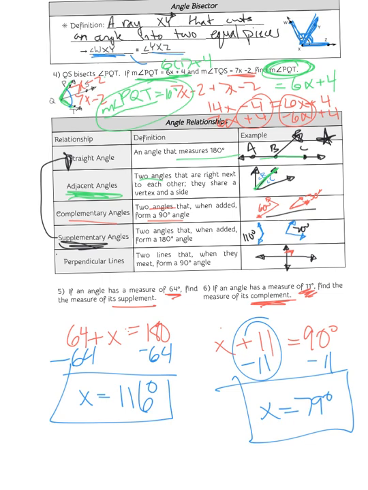So these are our bisectors, our relationships, how to name an angle, all things that you are going to see on the test. Thank you.